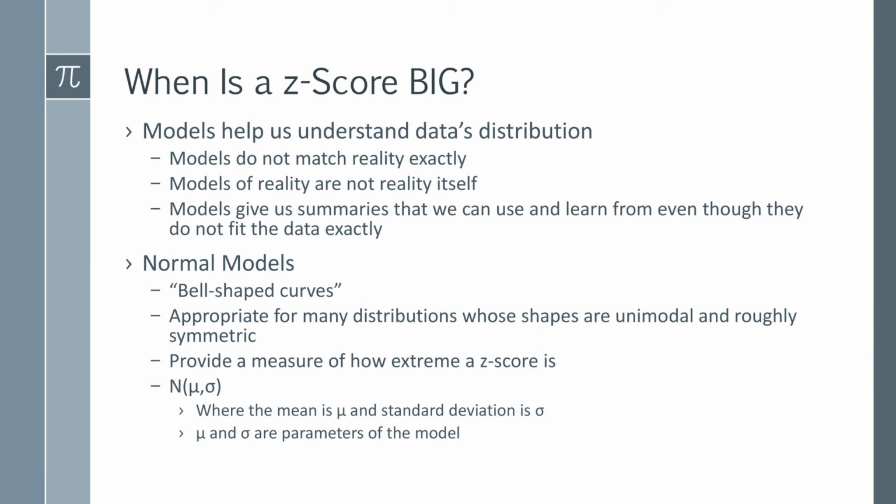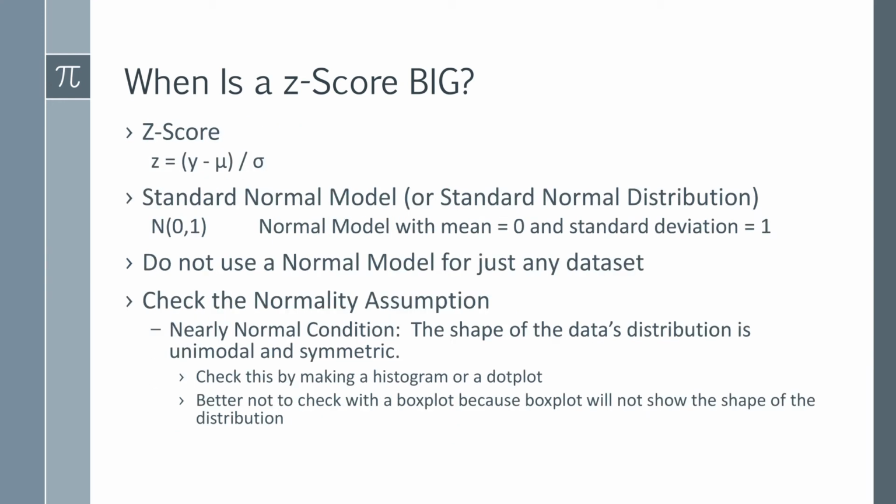They provide us with a measure of how extreme a z-score is, and the notation is N(mu, sigma). So this capital N, and then in parentheses you have mu and sigma, where mu represents the mean and sigma represents the standard deviation. The mu and the sigma are referred to as parameters of the model. With our standard normal model, we have a mean of 0 and a standard deviation of 1. Remember, our standard normal model is after we did our shift and our rescaling, and our mean is 0 and our standard deviation is 1.